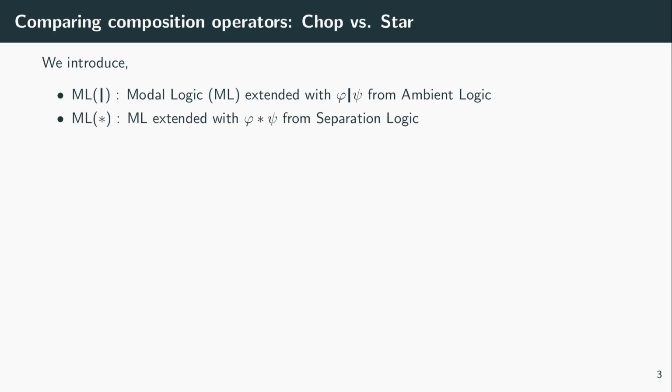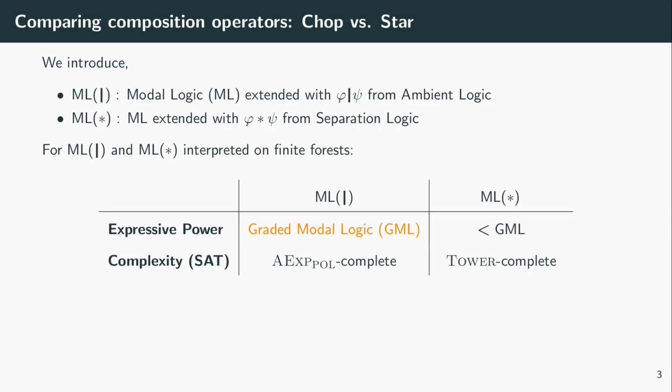And in terms of expressive power and complexity on finite forests, we find that ML chop, so with the ambient logic composition, is as expressive as graded modal logic, whereas its satisfiability problem is AEXPOL complete, where AEXPOL is short for alternating exponential time with polynomially many alternations. On the other hand, ML star is shown to be non-elementary decidable in terms of its satisfiability problem, more precisely TOWER complete, where TOWER is short for a tower of exponentials whose height is a function that is elementary compared to the input size.